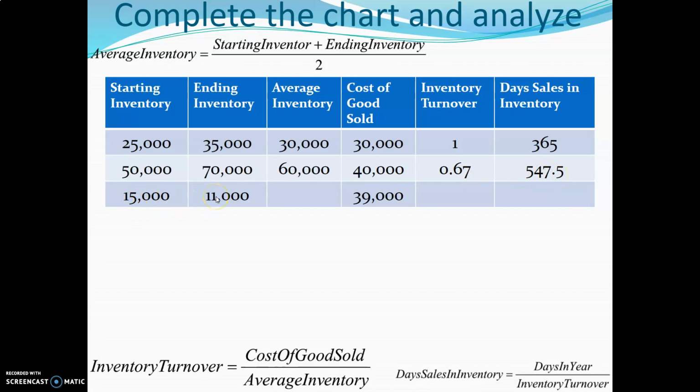15 plus 11 is 26,000, and 26 divided by 2 is 13, and so 13 here. 39 divided by 13 indicates that the inventory turnover ratio is 3. And if we take 365 divided by 3, we end up having a number of 121 point something. In that case, that something is 0.7.